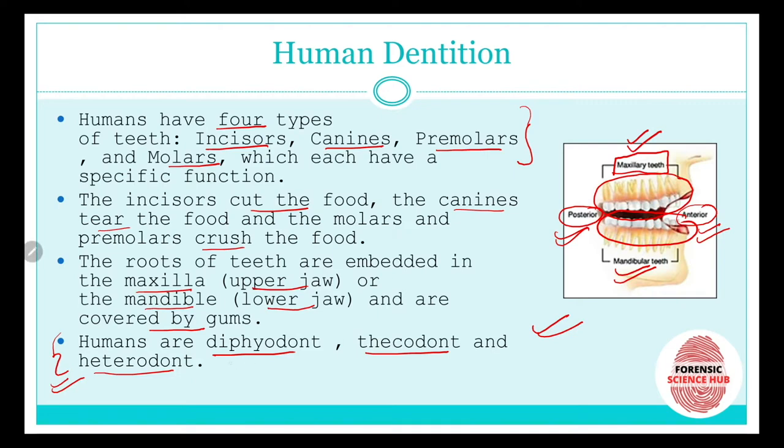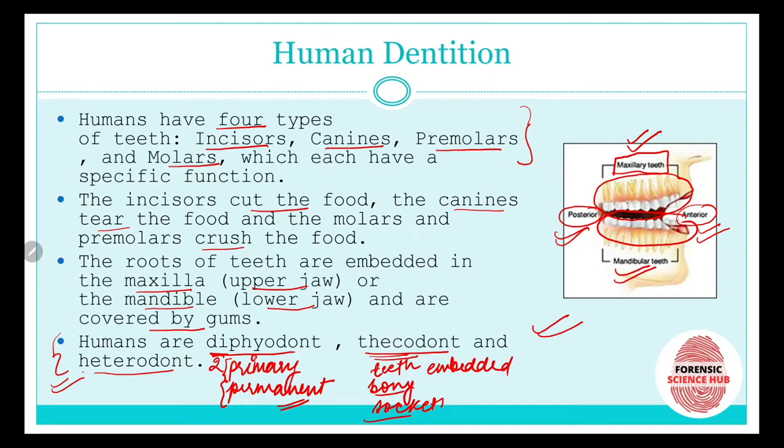Diphyodont means two different types of teeth are present in the human dentition at different stages of life. For example, first the primary teeth come, then they go off, and then the permanent or the secondary teeth come. Di means two, so there are two types of teeth that come at different stages of life. Then comes thecodont. Thecodont means that the teeth are embedded in bony sockets.